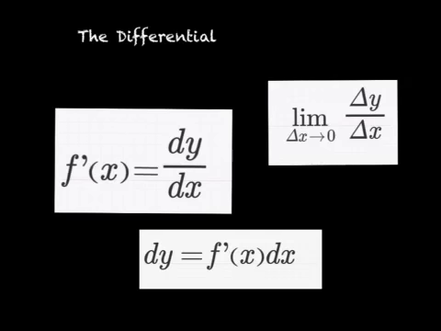If you remember, delta y is the change in the function, which is y2 minus y1, and delta x is the difference between x2 and x1. In other words, delta y is the change in the function and delta x is the change in the independent variable. But then we used some different notations.